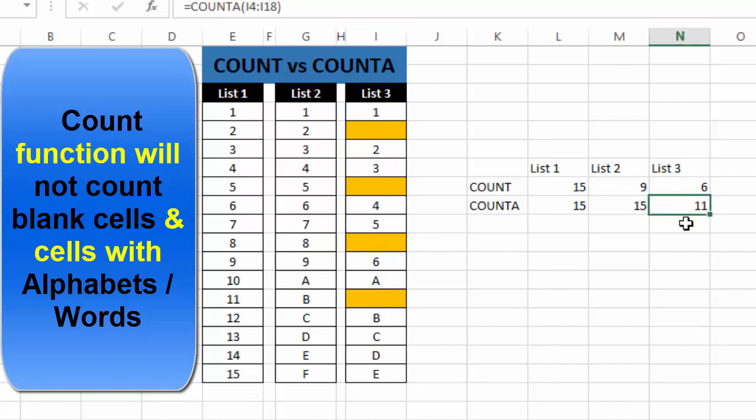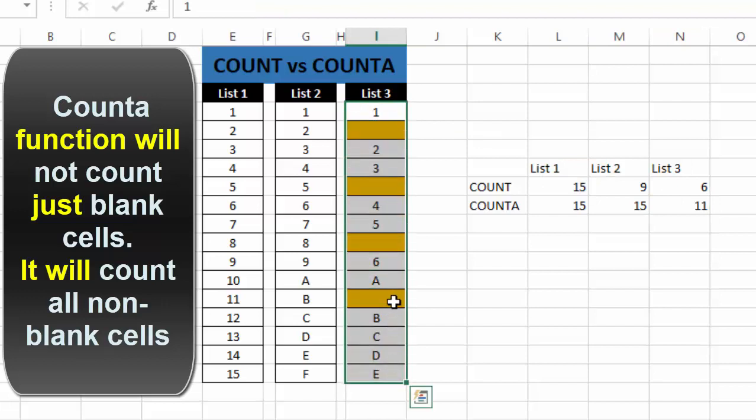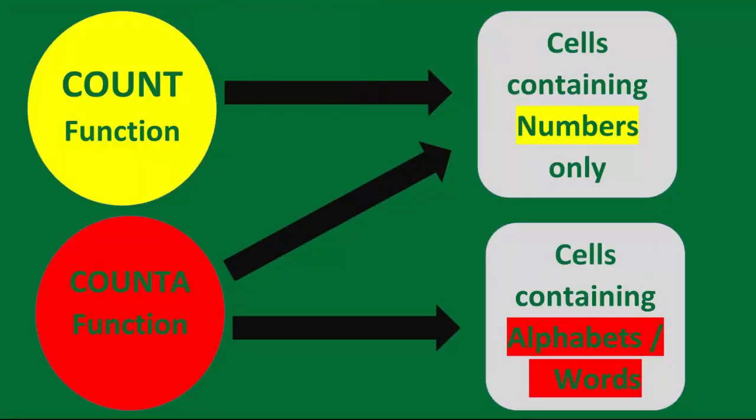In the case of the COUNTA function, as we said, this will count the number of cells that have alphabets as well as numbers. This will also not count cells that are without anything. So when it counts, it will not count these blank cells 1, 2, 3, 4. As these are 15 cells, it will subtract these 4 cells and count the remaining cells, so it will show us only 11 cells. In short, the COUNT function just counts cells that have numbers in them, and the COUNTA function will count cells that have numbers as well as alphabets, and both these functions will not count cells that are without anything, or blank cells.